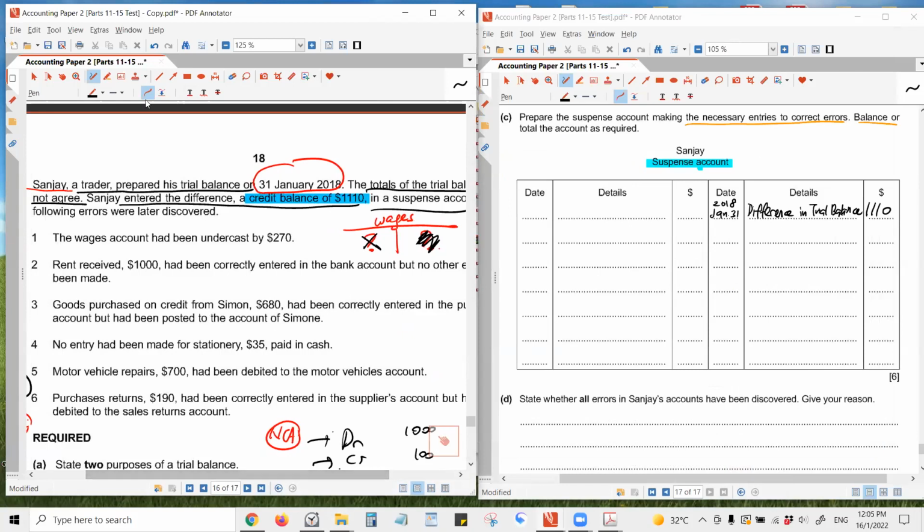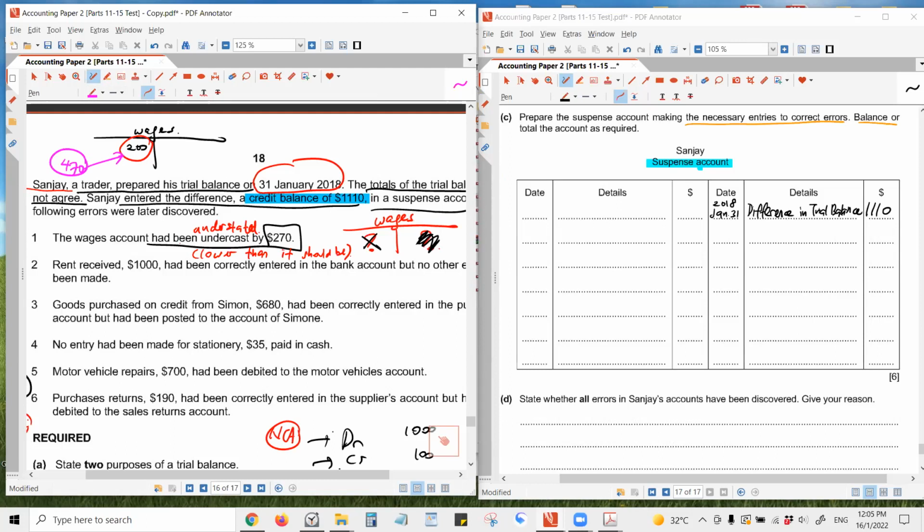The question says the wages account had been undercast by 270. So imagine we have a wages account. The amount written here is 200, and they tell you that this is undercast by 270. Undercast also means understated, which means lower than it should be. That means this figure, you want to make it become 470, because 470 is the correct figure.